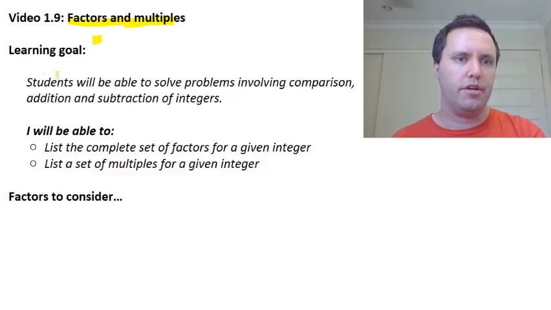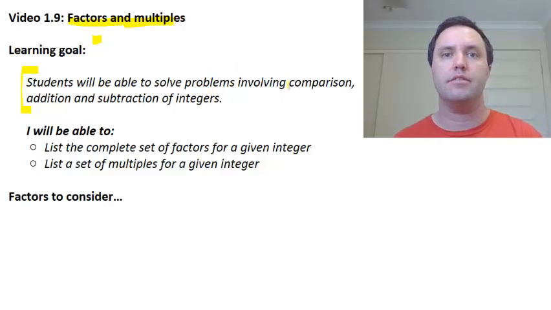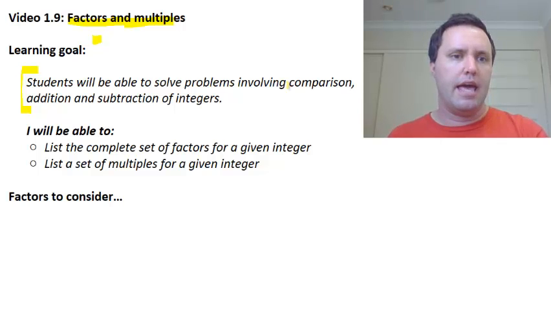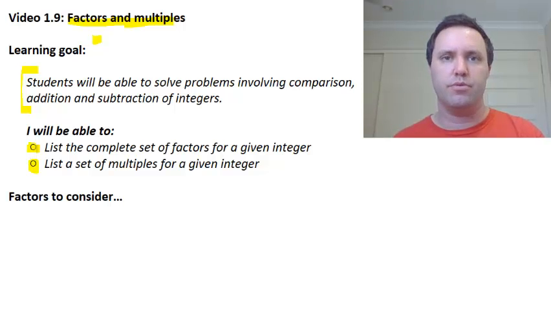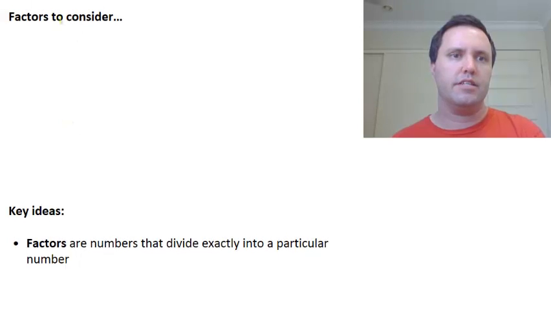Now we've got some learning goals. Students will be able to solve problems involving comparison, addition and subtraction of integers. Okay, so we're back with that learning goal still, and what you're going to want to be able to do at the end of this video and exercises is that you'll be able to list the complete set of factors for a given integer and to be able to list the set of multiples for some given integer. Okay? Alright, so some factors to consider.